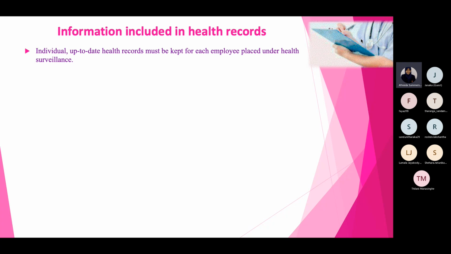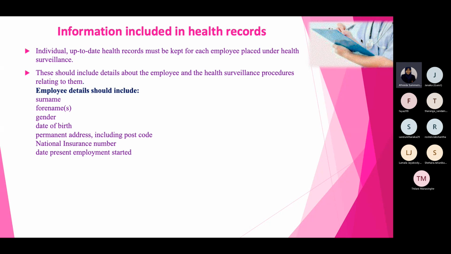So let's see. Individual up-to-date health records must be kept for each employee placed under health surveillance. These should include details about the employee and the health surveillance procedures relating to them. So, of course, you need to know their surname, forename, gender, date of birth, permanent address including postcode, national insurance number, and the date present employment started. Now, the last one depends on the person.